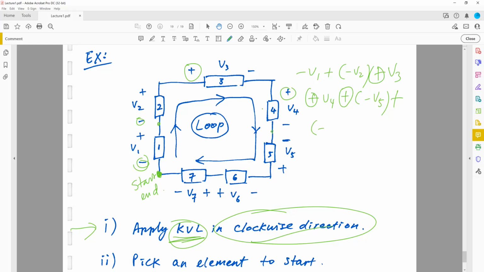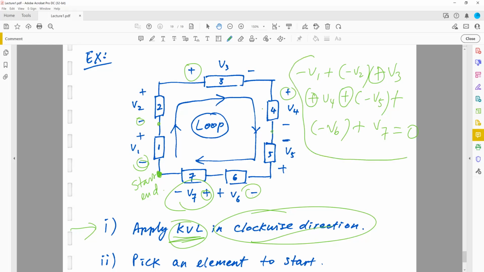Plus minus V6, okay. Minus sign again, associated with element number 6. And then the last element, number 7, plus simply V7, right? Because the sign that I see is plus. We're not done yet, right? Because the definition says the algebraic sum of all these voltage drops around the loop has to be equal to 0.